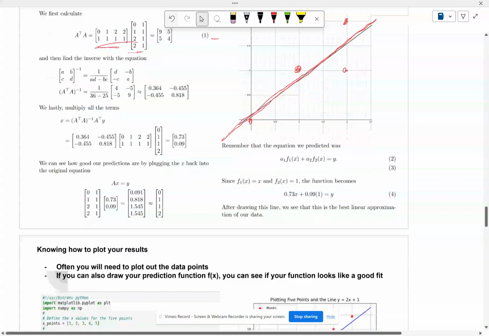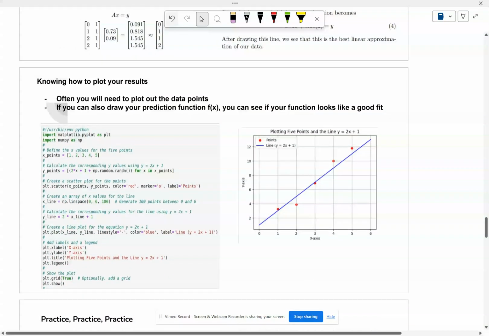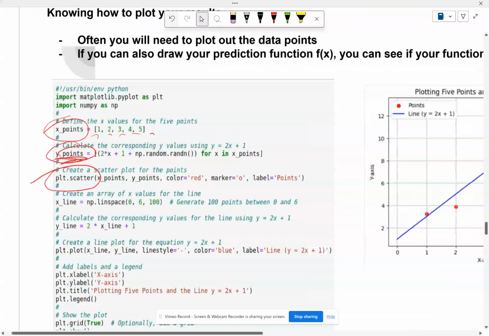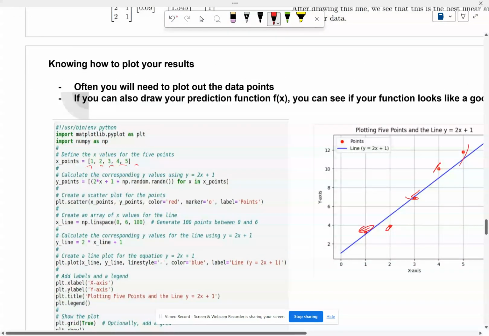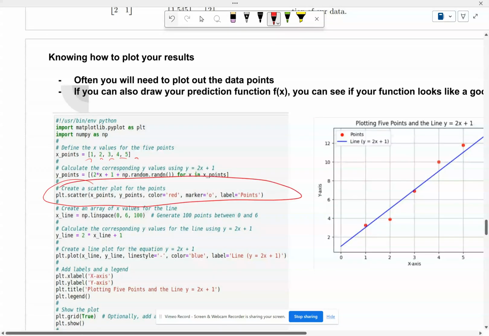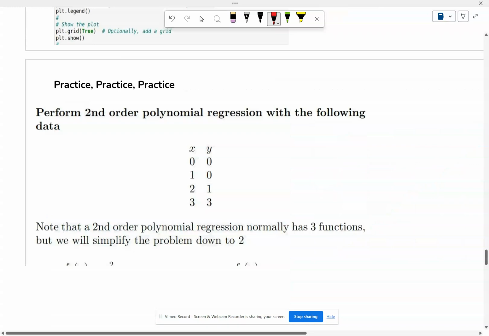I want you to know how to plot these results yourself in Python. If you have these x points, 1, 2, 3, 4, 5, and y points, you can plot the points by writing plt.scatter. This plots these points out for you. Then you can generate a linear space called linspace. In this case, it generates numbers between 0 and 6.